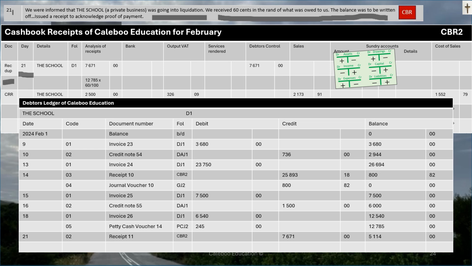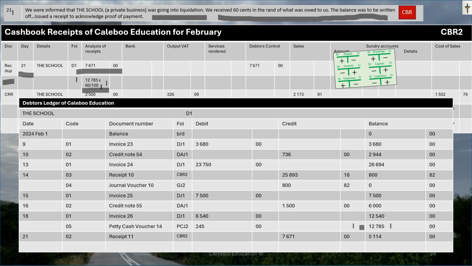The document is a receipt. We issue a receipt. Under analysis of receipts is the amount that was received. And it's quite easy to calculate. We take the 12,785 that was outstanding. There it is. The 12,785. We're receiving 60 cents in the rand, so 60 out of 100. So we're only receiving really 60% of the outstanding debt of the school.